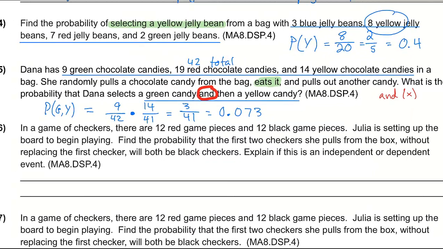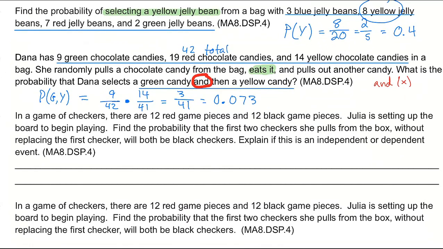In number 6, in a game of checkers, there are 12 red game pieces and 12 black game pieces. Julia is setting up the board to begin playing. Find the probability that the first 2 checkers she pulls from the box without replacing, that is important, will both be black checkers. Explain if this is an independent or dependent event.